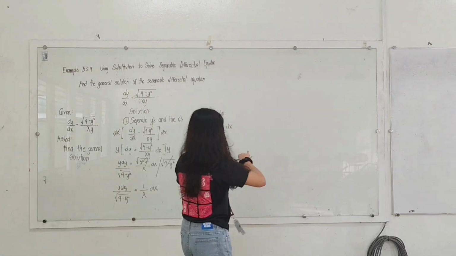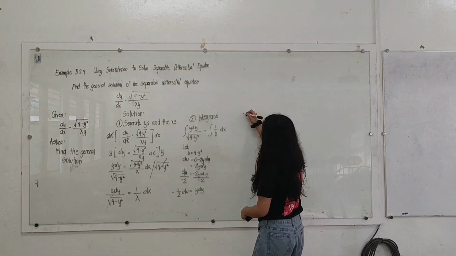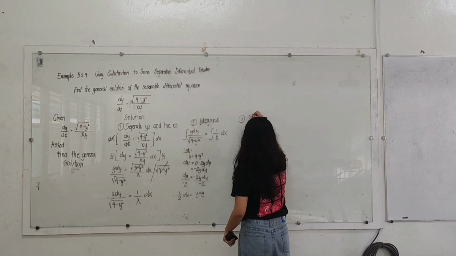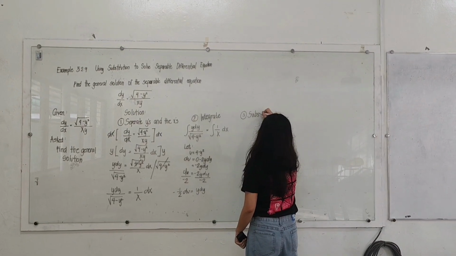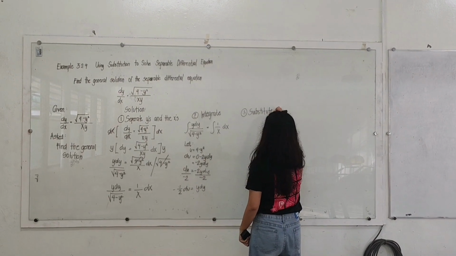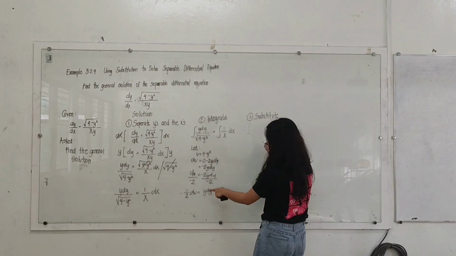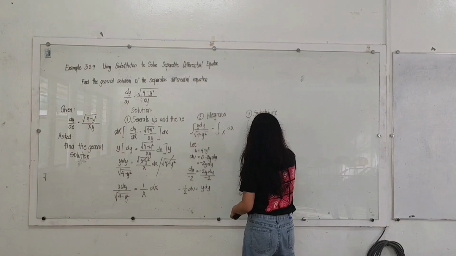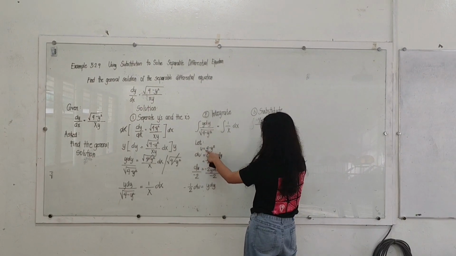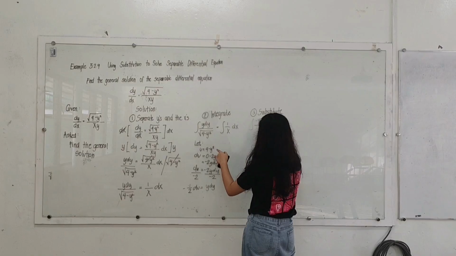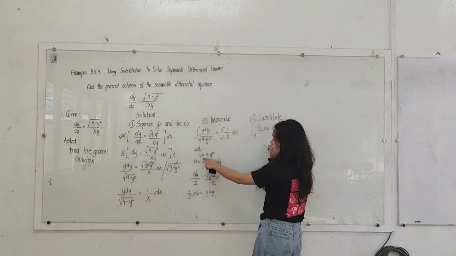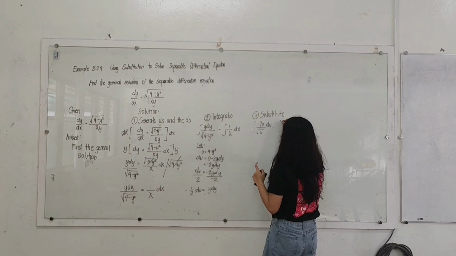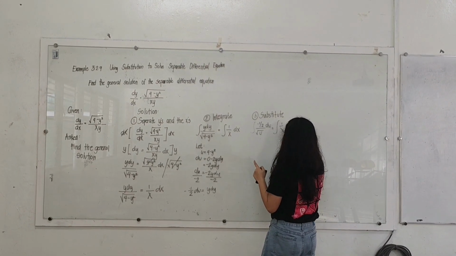And then third, we substitute the values to our main equation. So our y dy is equal to negative 1/2 du. And our square root of 4 minus y squared will be the square root of u, since our u is 4 minus y squared. Equals the integral of 1 over x dx.